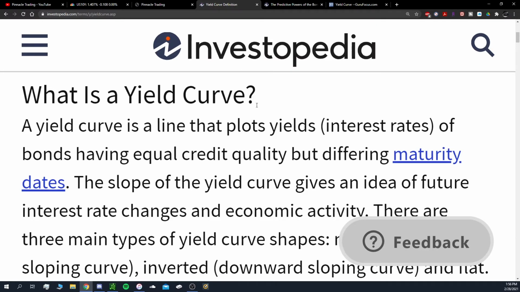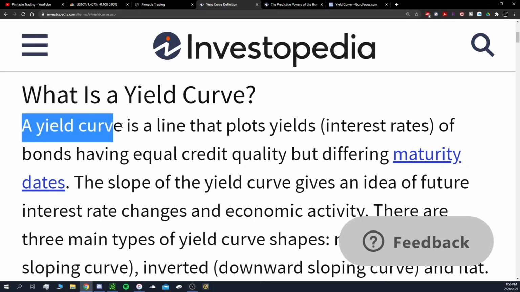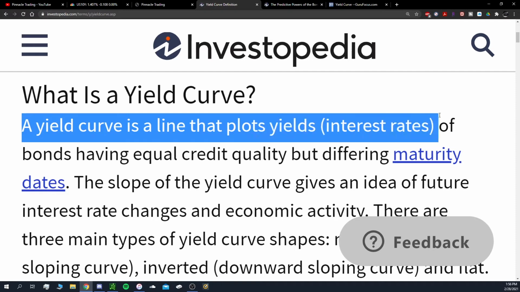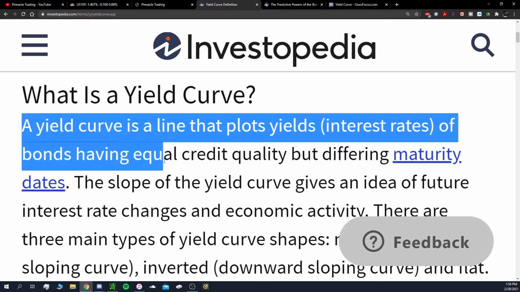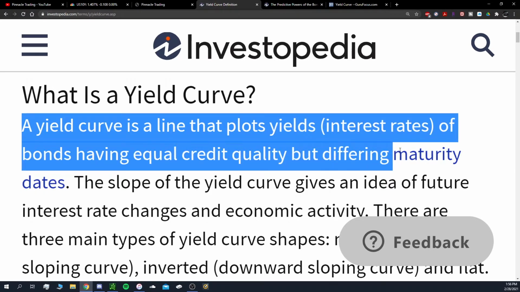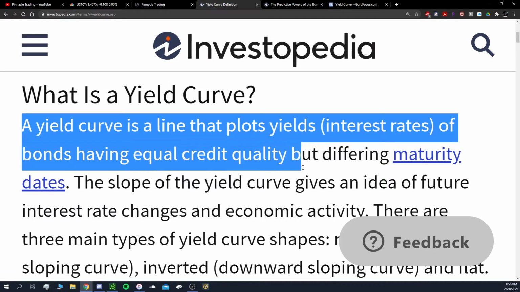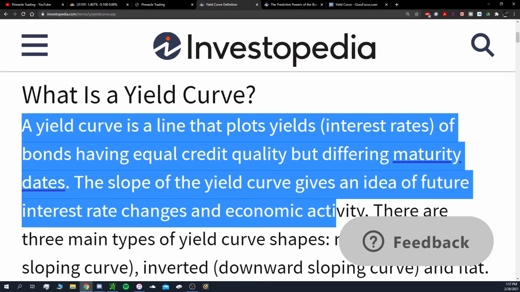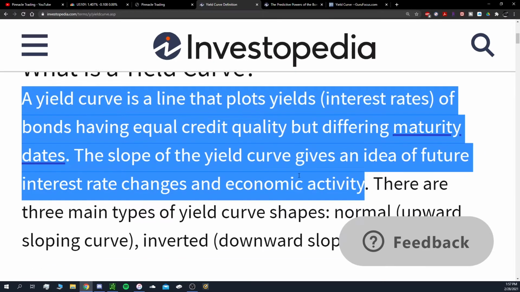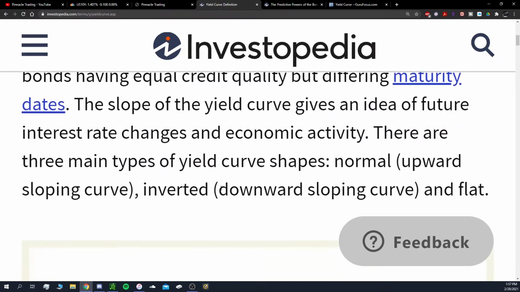According to Investopedia, a great website that I use for investing terms, definitions, and some tips and tricks here and there, a yield curve is a line that plots yields, or interest rates, of bonds having equal credit quality but differing maturity dates. The slope of the yield curve gives an idea of future interest rate change and economic activity. So you can read through this. I'll leave this slide up for a little bit.